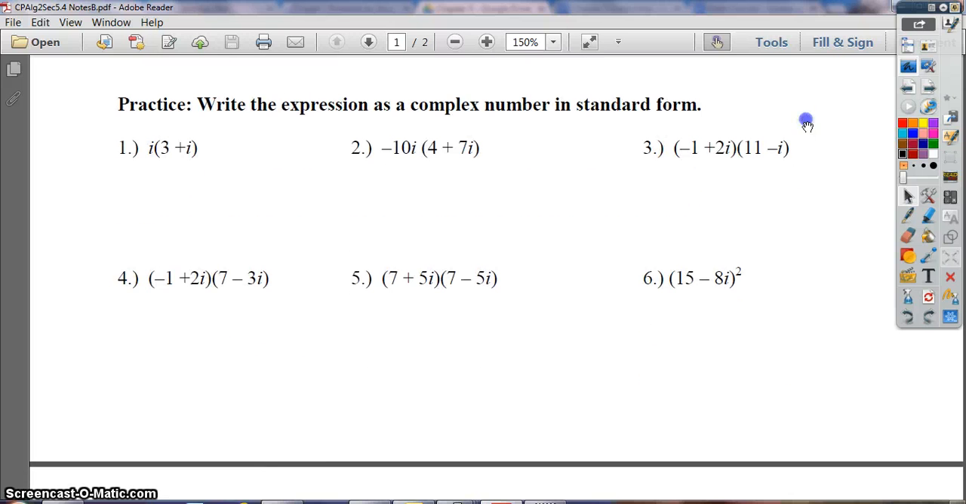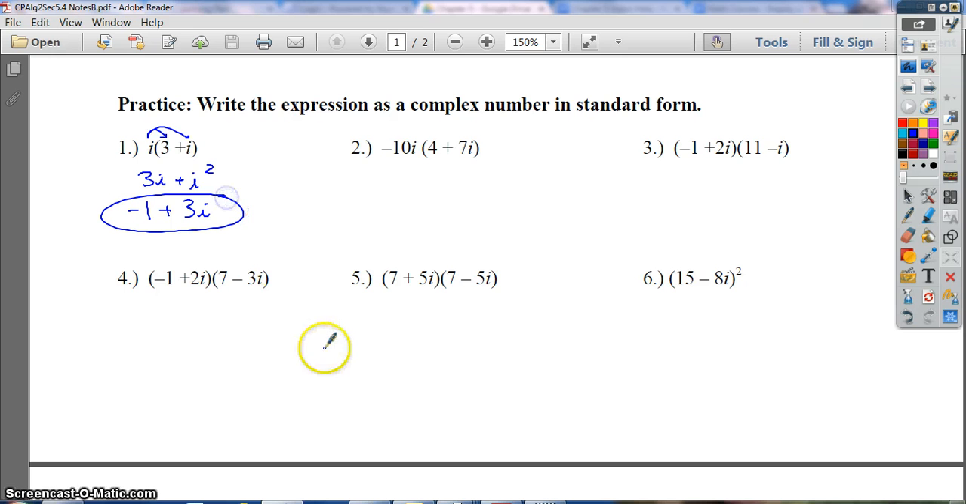Let's go ahead and look at our next set of practice. Here we go. Write an expression in standard form, complex numbers. Distribute your i in. So this is 3i plus i squared. So I can write this as negative 1 plus 3i. Okay? Remember. That will equal negative 1.